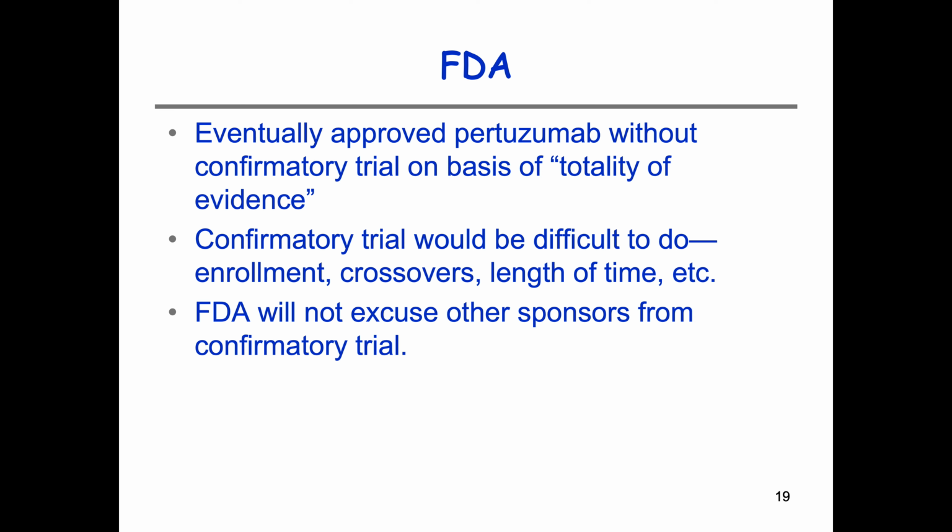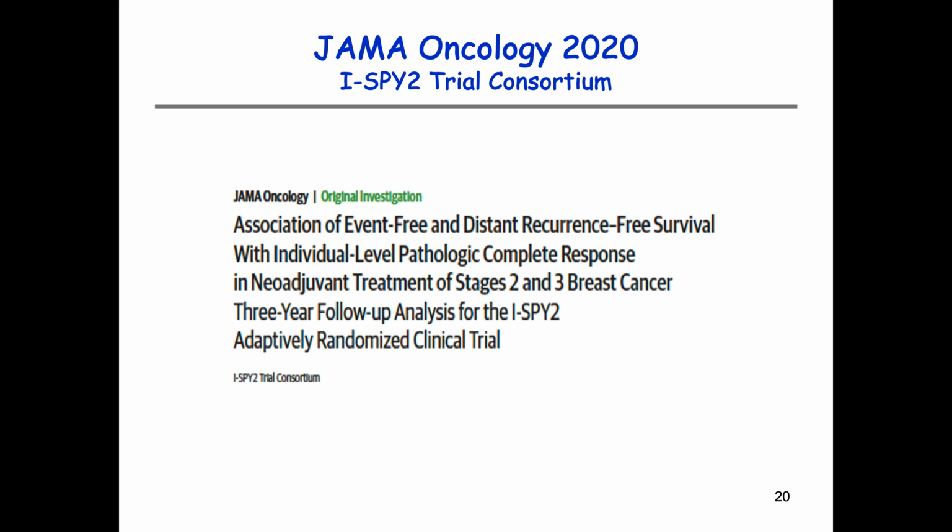And eventually, the FDA approved pertuzumab without a confirmatory trial on the basis of what they called the totality of evidence. The confirmatory trial would be difficult to do, FDA admitted: enrollment, crossovers, length of time, etc. However, even though FDA conceded that, they said they would not excuse other sponsors from a confirmatory trial. And this created tremendous controversy.